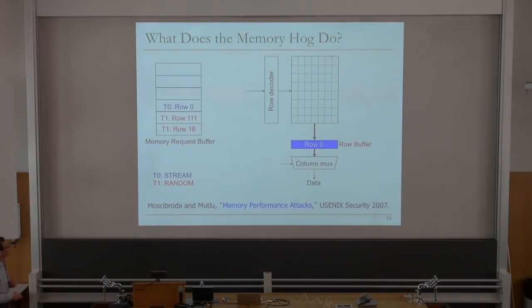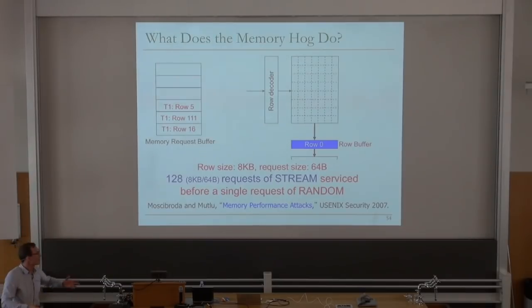As a result, this is what happens. The streaming application's requests get prioritized because they keep hitting in the row buffer, and the random access application waits. Its core is basically doing nothing at that time. At some point it's not generating requests because it's full, it's stalled. At some point it's going to end, and it ends when you're done with the row buffer in the streaming application. For example, if your row size is 8 kilobytes and your request size, the cache block size, is 64 bytes, you get about 128 requests of stream service before a single request of random access.